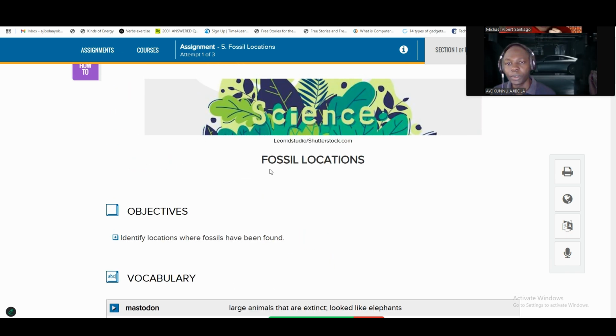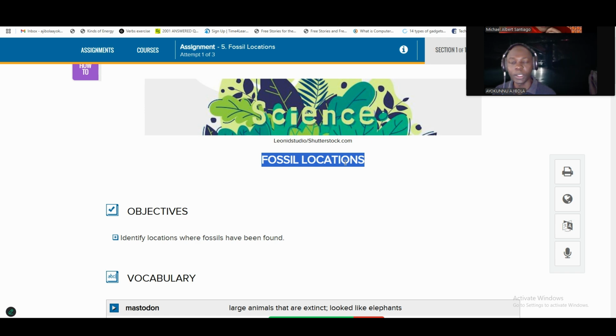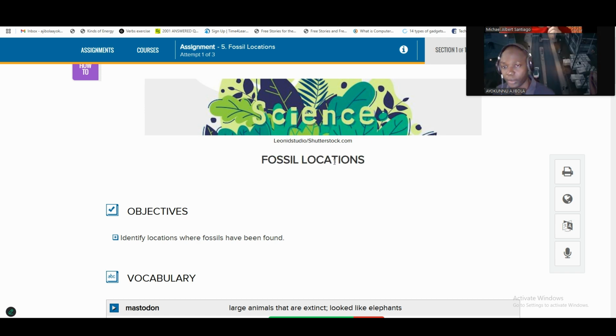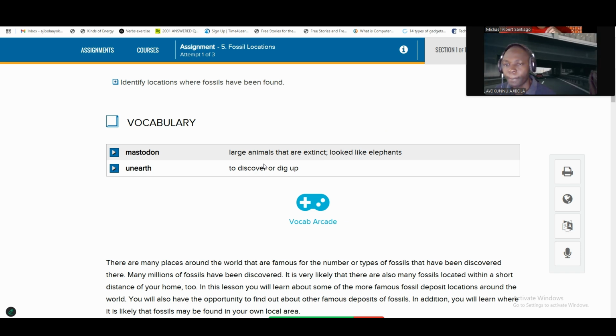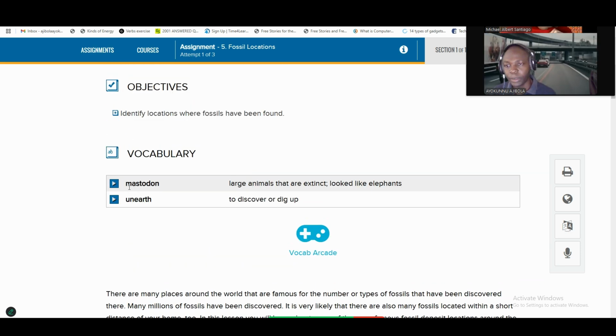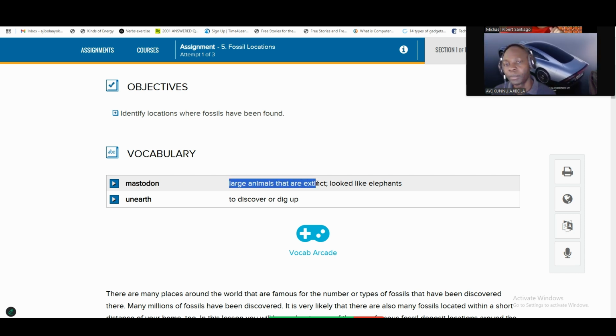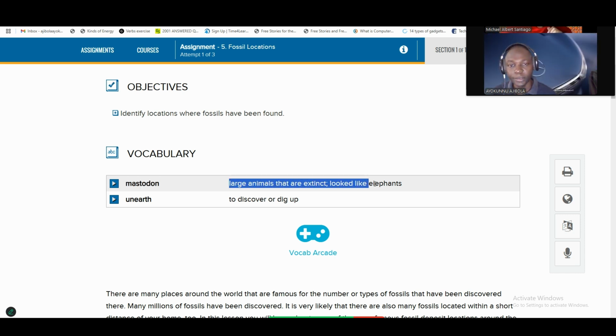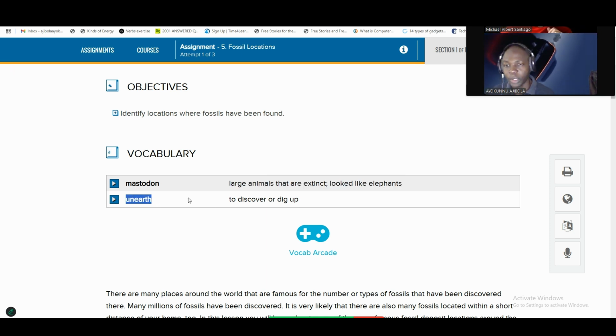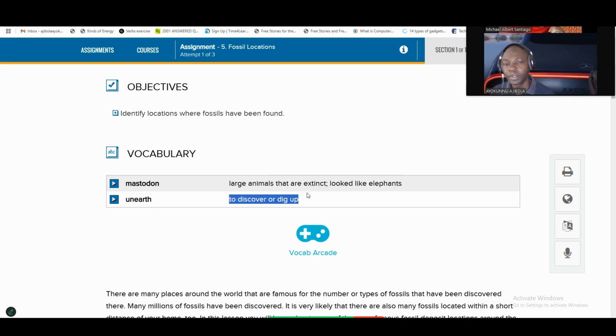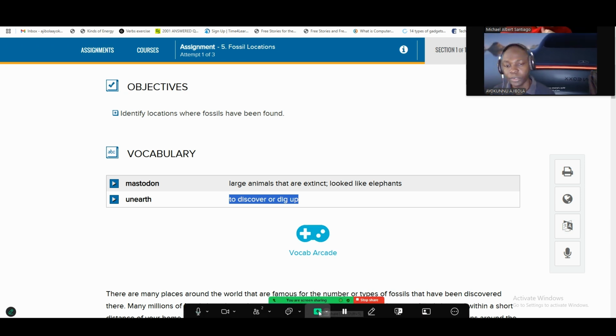Now the topic we're looking at today is fossil locations. That is, where are fossils found? We have some vocabulary terms there. Mastodon: these are large animals that are extinct, and the ones that looked like elephants when they were here. Then to unearth something simply means to discover or to dig up something.